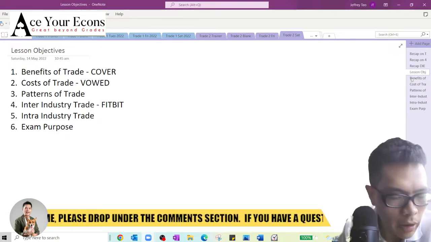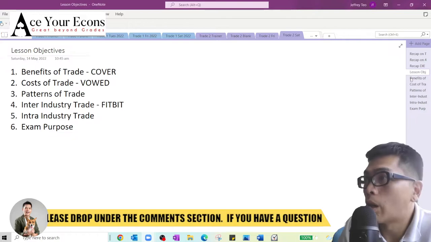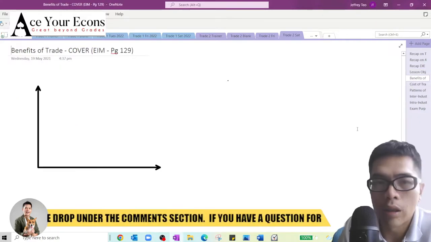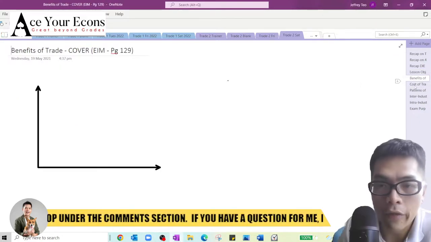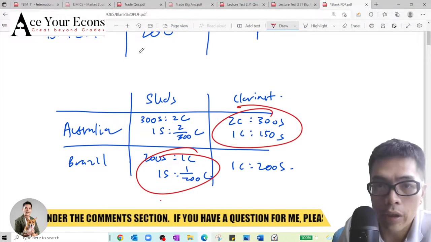Okay, I would like you all to flip to page 129. We'll be covering patterns of benefits of trade. Okay, benefits of trade.